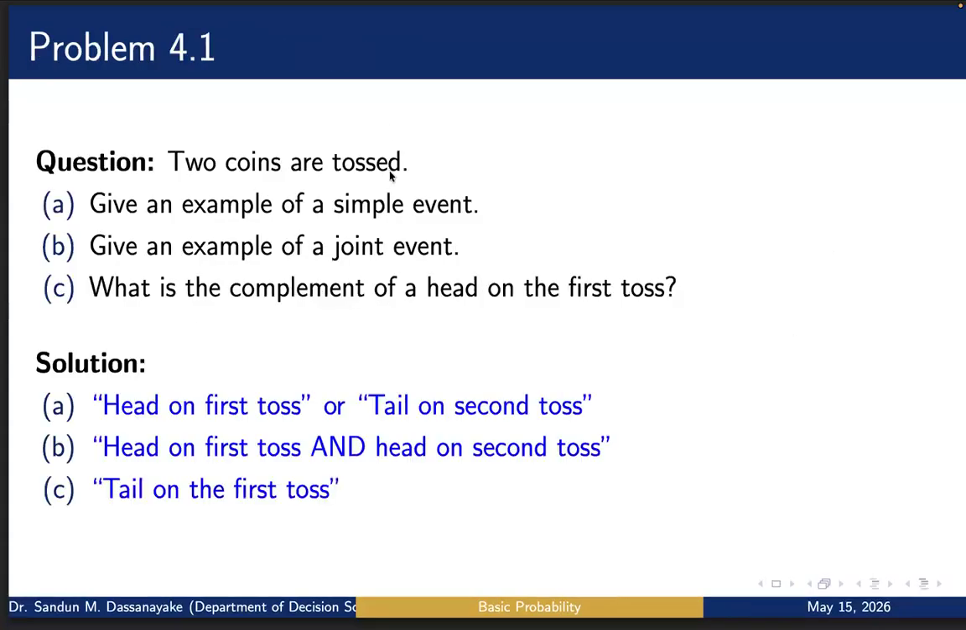And now we get another interesting thing about independence. So you have two coins tossed, which gives an example: head on first toss or tail on second toss. So this is like your hypothesis, the statement that you give. Give an example of a simple event. So when you go to collect your sample, get an observation from your sample, you should have some hypothesis about what you are going to get.